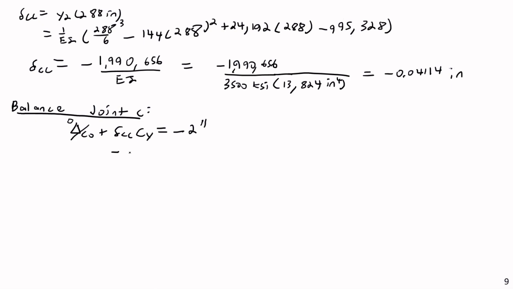Now this delta C naught, we already calculated as 0, and so the rest is fairly simple. We know that a unit load will cause a deformation of 0.04114 inches, so 0.04114 inches times Cy is equal to negative 2 inches. If a 1 kip load will cause this much deflection, then how much load do we need to cause a 2-inch deflection? This is linearly related for small deformations. So if you divide, you will get that Cy is equal to 48.61 kips downward. We did get a positive number, which does not indicate that it's pointed upward; that would be a bit weird for joint settlement. Rather, it means that it is in the direction we assumed, which was downward, so Cy is 48.61 kips downward.